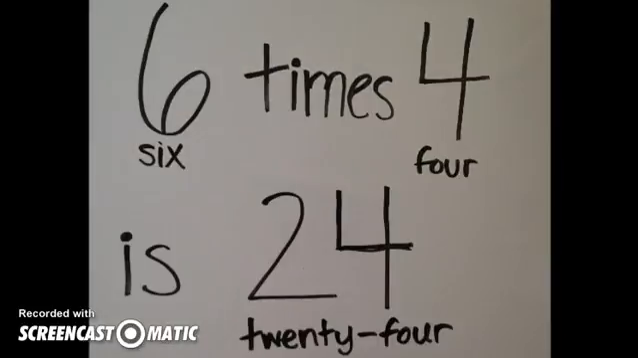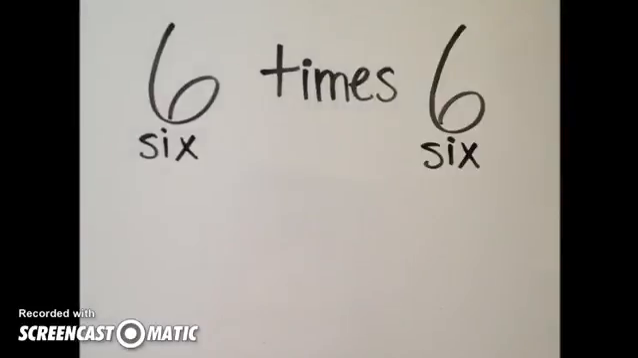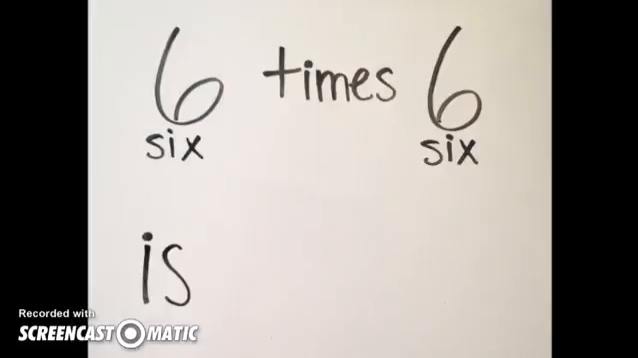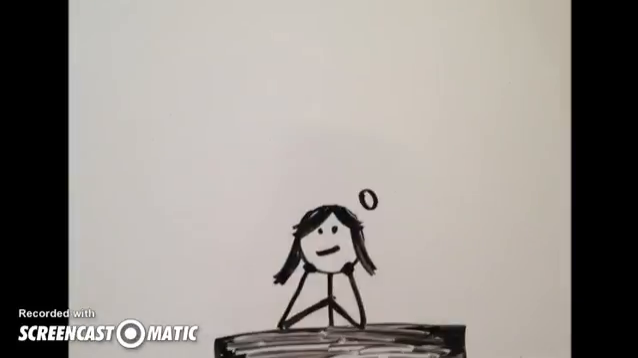Okay, here's another example of this. 6 times 6 is 36. Okay, faster again. 6 times 6 is 36. One last time. 6 times 6 is 36.